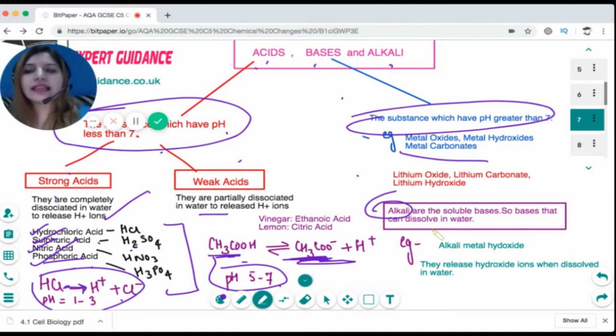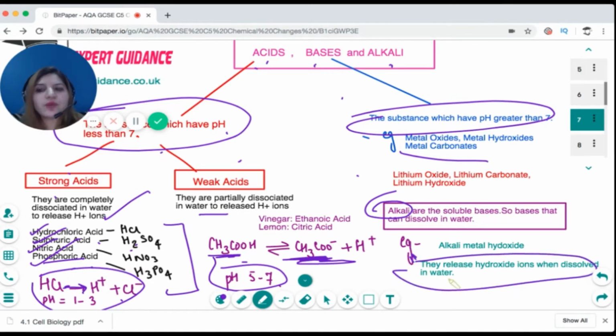Now, there's another term that is often used for metal hydroxides, which are alkalis. Now, what are alkalis? Alkalis are nothing but the bases that can dissolve in water and make a solution. So, we can say soluble bases are alkalis and they release hydroxide ions when dissolved in water. For example, group 1 and group 2 hydroxides.